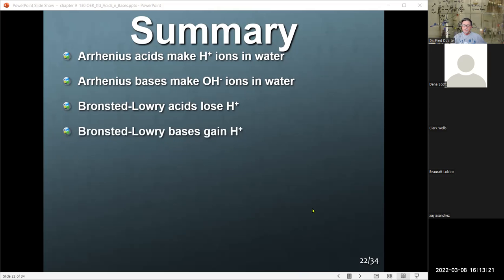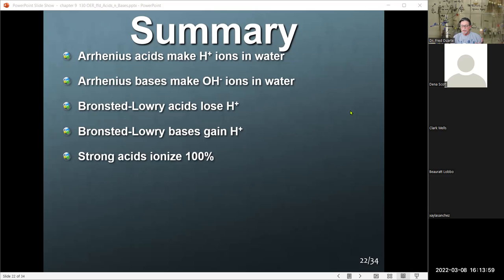Where they differ is how they define a base. The Arrhenius base is any ionic compound that produces hydroxide ions. The Bronsted-Lowry has nothing to do with hydroxide ions. It just will accept that proton. Hydroxide is not involved. The example I used was ammonia, or anything with a lone pair that can accept that proton is defined as a Bronsted-Lowry base.